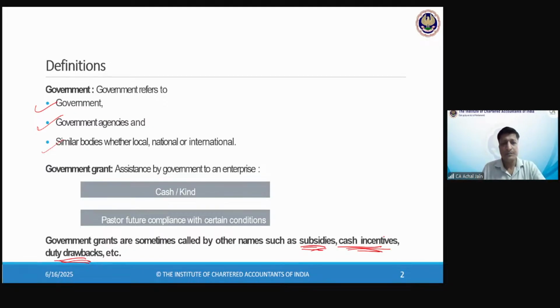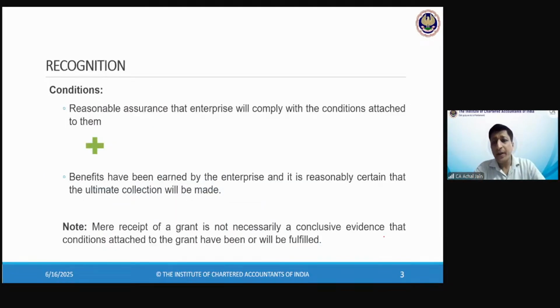Okay. Now, in relation to government grant, there is always a feature of the grant. What is that? Government will always provide a grant subject to certain conditions. Okay, so that means entity will always be required to fulfill some criteria. There are some conditions which will always be attached to that. Okay, without the conditions, you can say any unconditional grant is not provided by the government.